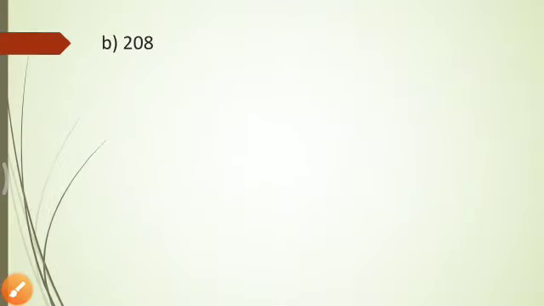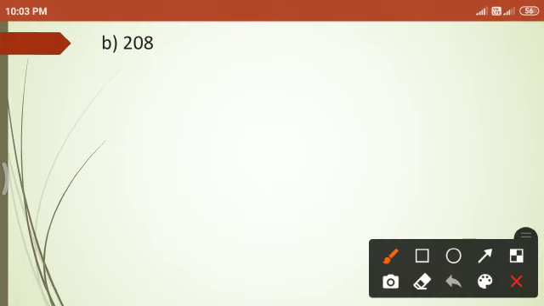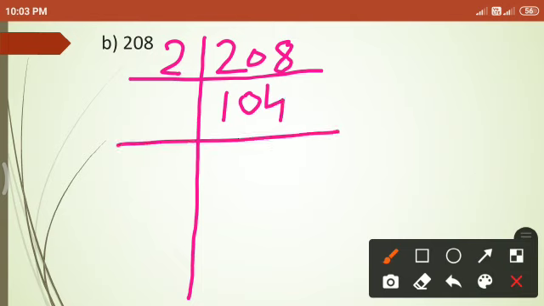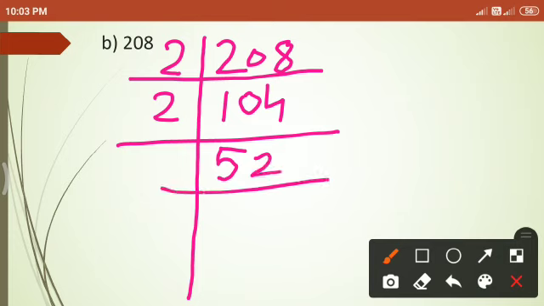Now see the next sum, that is 208. Now here we have to find out the factor of 208. Now again by doing the division method, 208 first of all is divisible by which number? That is 2. 2 1s are 2, 2 0s are 0, 2 4s are 8. 104 is divisible by 2. 2 5s are 10, 2 2s are 4. Now 52 is divisible by 2, that is 2 2s is 4. You have to carry 1 with 2, it will become 12. So 2 6s is 12.